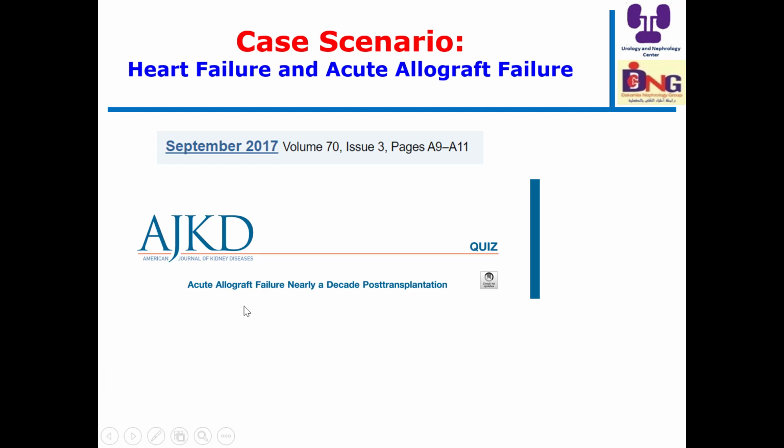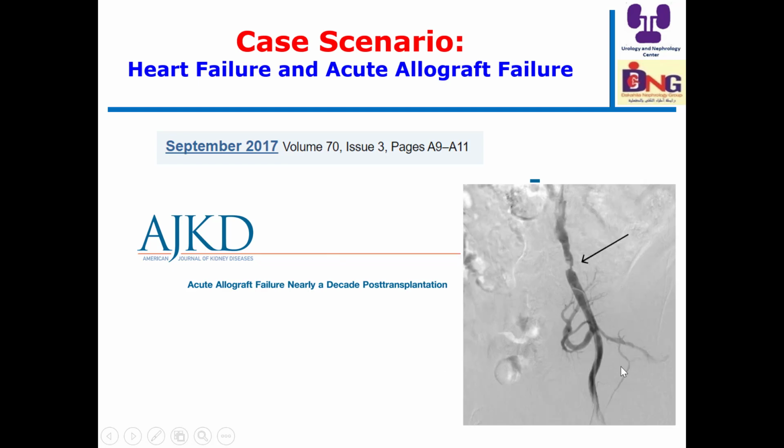This is a case with the diagnosis of acute allograft failure, nearly a decade, 10 years post-transplantation. And this was a case of diabetic nephropathy and with peripheral vascular disease. And this is the presentation. What is your impression? Here, we should respect the history. We should take detailed history, because when they considered peripheral vascular disease, here you can reach the diagnosis.